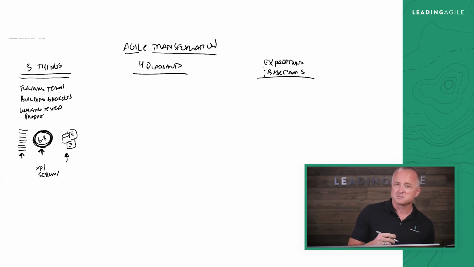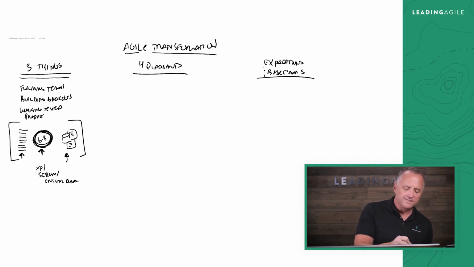I'm trying to think of other small team methodologies. You could even use something like Crystal Clear. The thing is that if I get this stuff right, this stuff gets way easier.